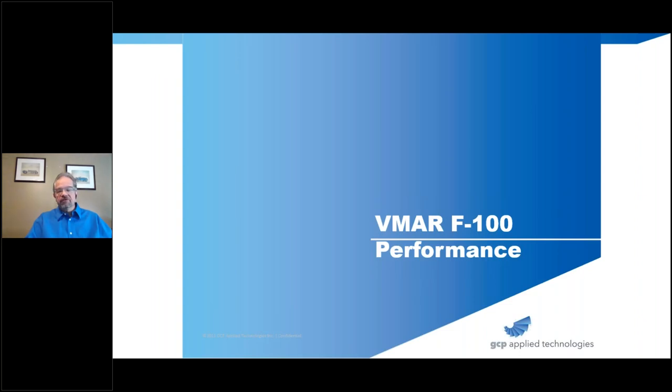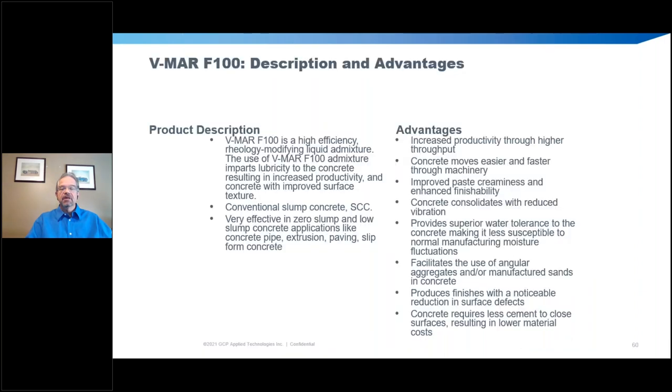There's another viscosity modifying admixture called F100. This one is a high efficiency liquid admixture. It imparts lubricity to the concrete as well and increases productivity, especially in conventional slump, SCC, and zero slump concrete. It improves the surface texture of that concrete specifically. It's very effective in low slump concretes like concrete pipe, extrusion, paving, and slip forming, because it allows you to provide a higher throughput and makes it easier to get through the machines. It gives you more creaminess and provides superior water tolerance, just like the VMAR3, and it facilitates the use of angular aggregates.